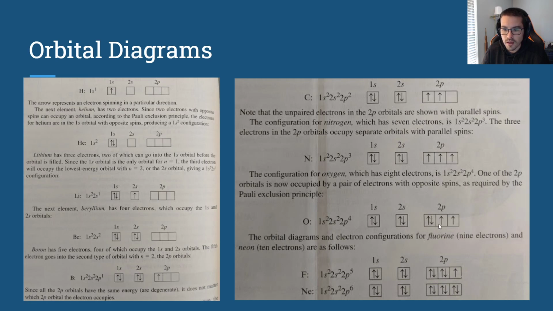That's basically it when it comes to orbital diagrams. Obviously it's going to take some time to get used to working with them, but that's essentially what's going on here. It's just filling up the boxes according to those rules.